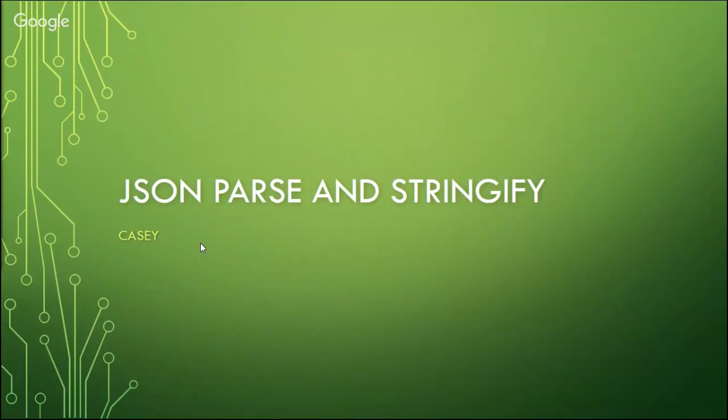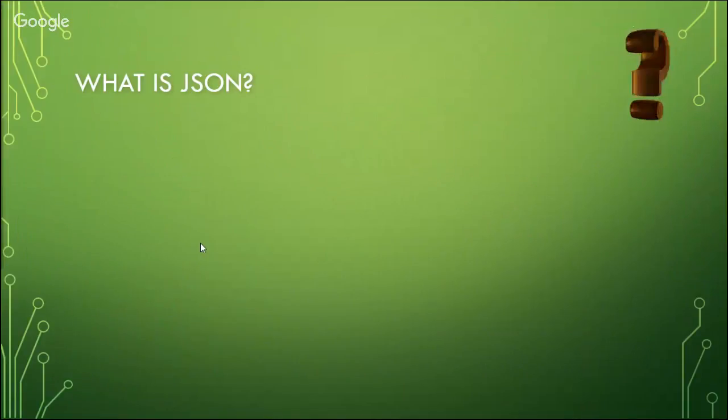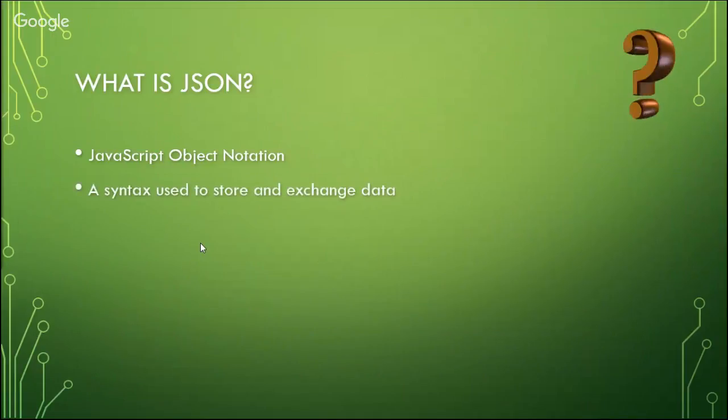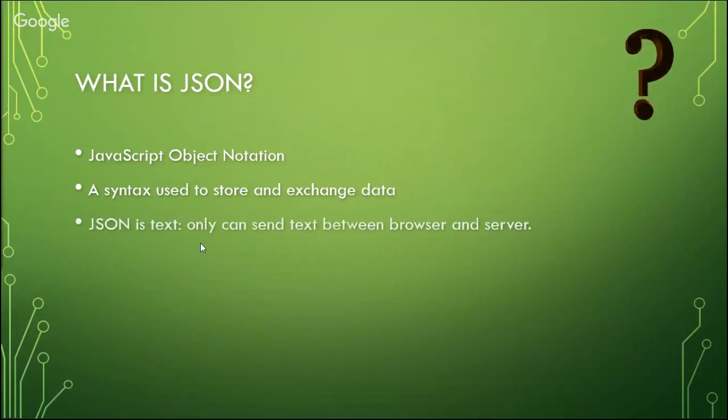This week I'm going to teach about JSON parse and stringify. I did this one a couple weeks ago. So what is JSON? Well, it's JavaScript Object Notation. It's a syntax used to store and exchange data. JSON is exclusively text. It's important because all we can send between the browser and the server is text. So it's an efficient way of getting information to and from.